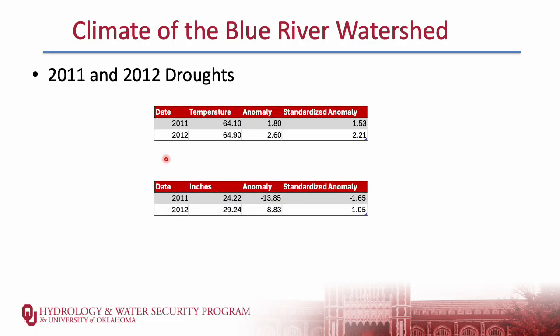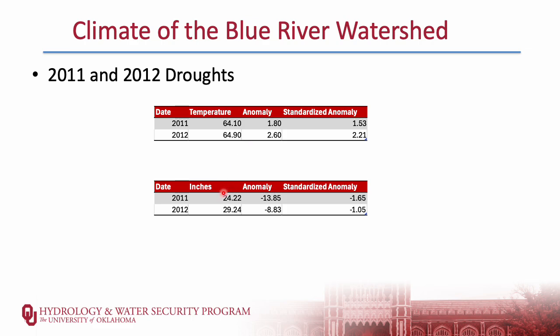So here I have some data from the 2011 and 2012 droughts in south central Oklahoma. And up top is the temperature data. As you can see, in 2011 the average temperature was 64.10, and the standardized anomaly was 1.53, meaning it was 1.53 standard deviations away from the average. But the 2012 drought was 2.21 standard deviations above the average temperature. Two really hot years for this region in Oklahoma.